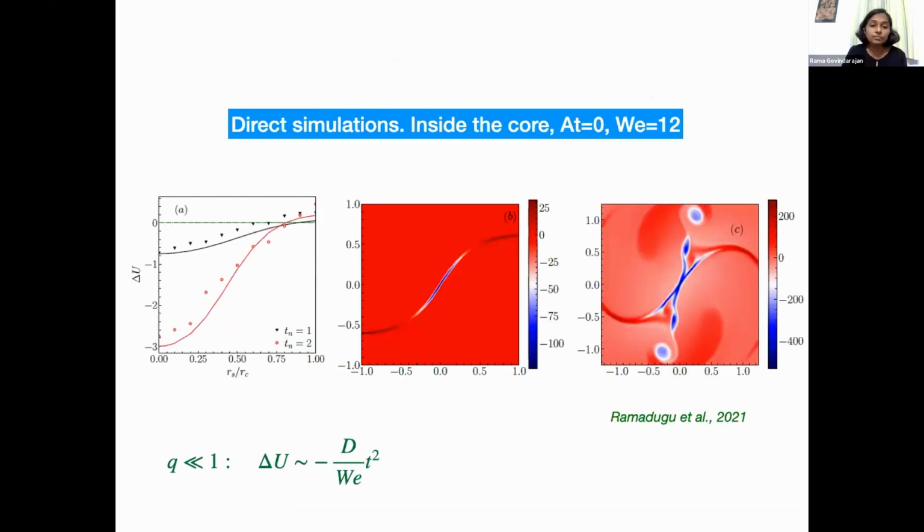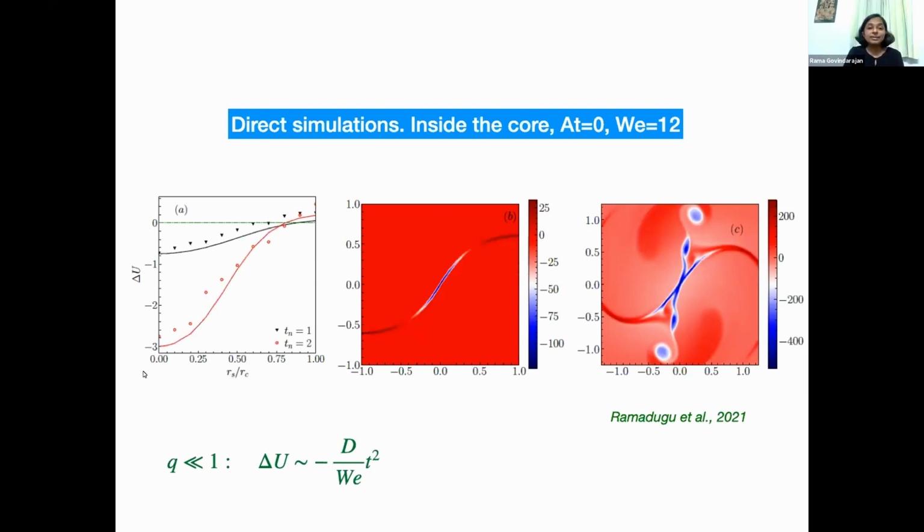We now do direct simulations for the same thing, Atwood number 0, so no density jumps to confuse us. And we've chosen a pretty strong Weber number to see what happens to the single vortex. And so we remember that the delta U goes up quadratically in time. We plotted it for 2 times all across the radius.